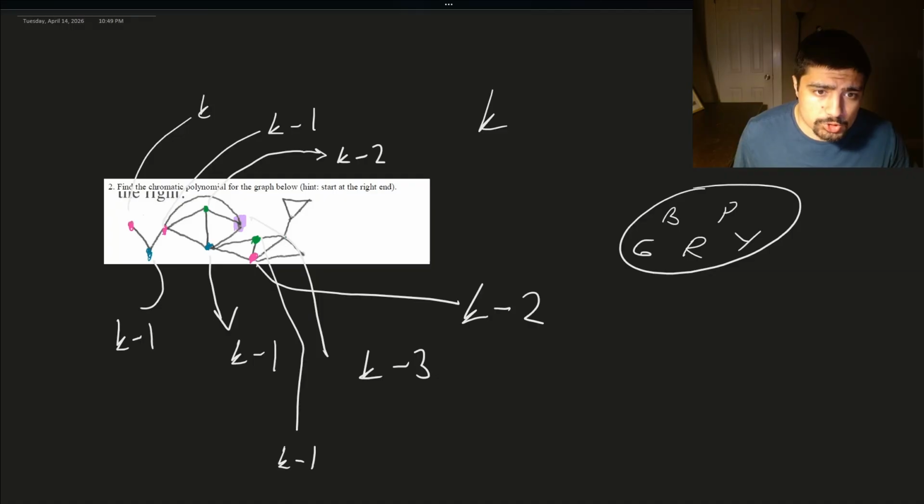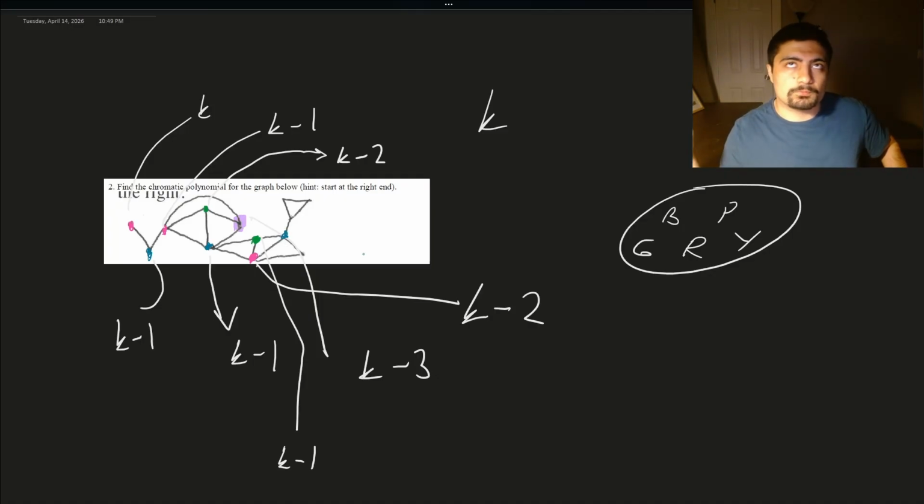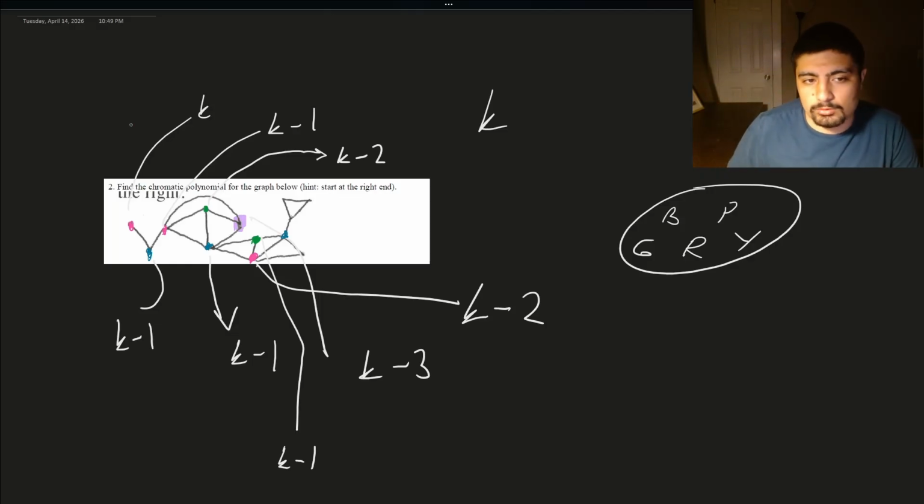Likewise, I have another triangle. Anytime you have a connected triangle, all of them have to be unique colors, because each vertex is connected to every other vertex in a triangle. Every vertex is connected to each other, which means when you are dealing with a chromatic polynomial, we're going to have a bit of a factorial, not an entire factorial, but k times k minus 1 times k minus 2 kind of logic.